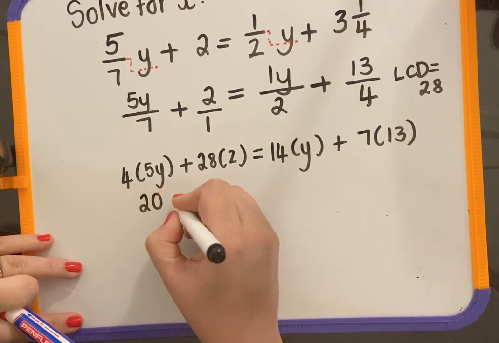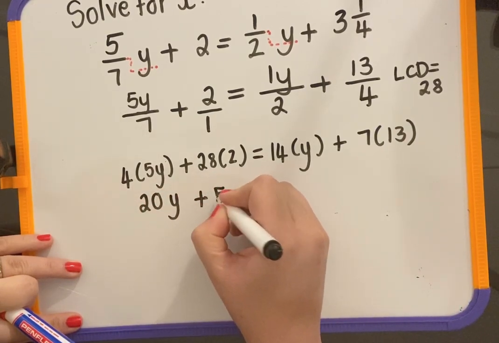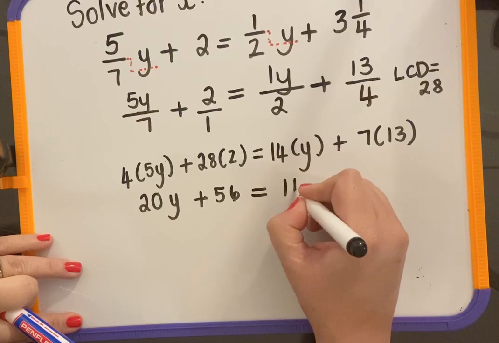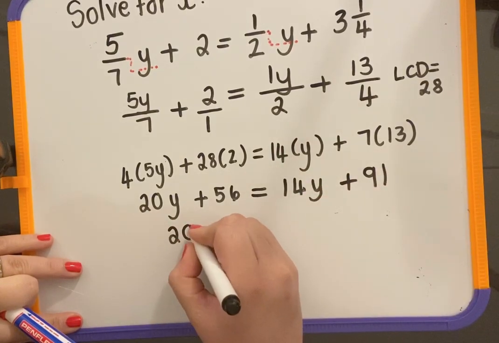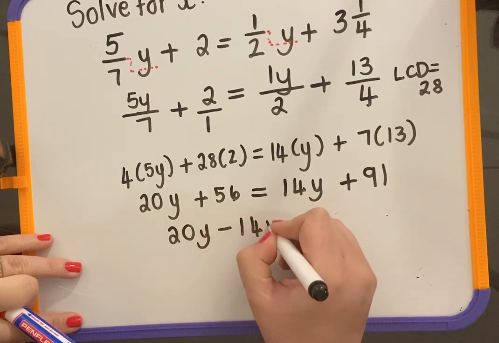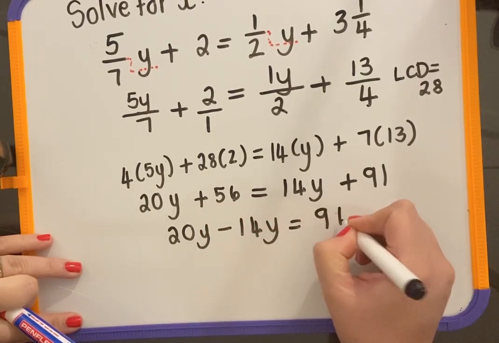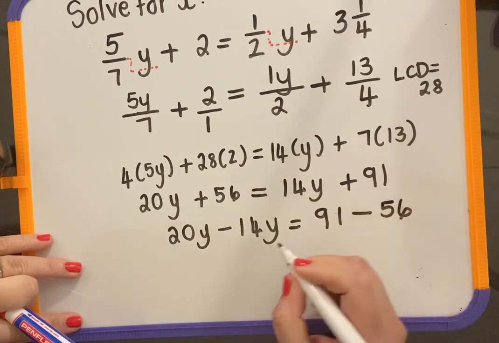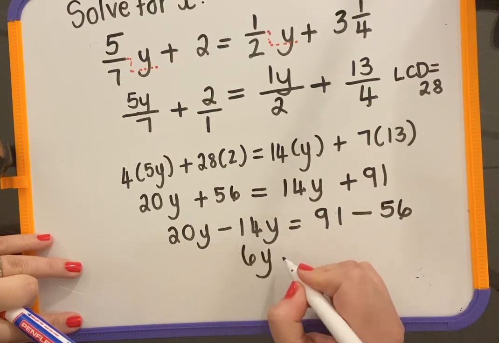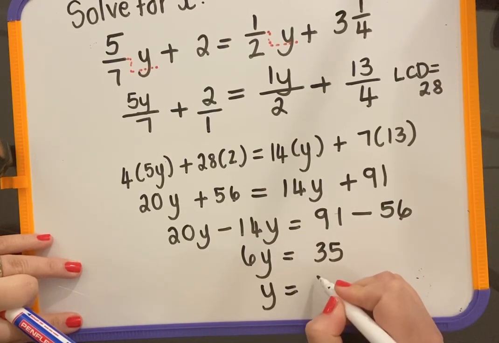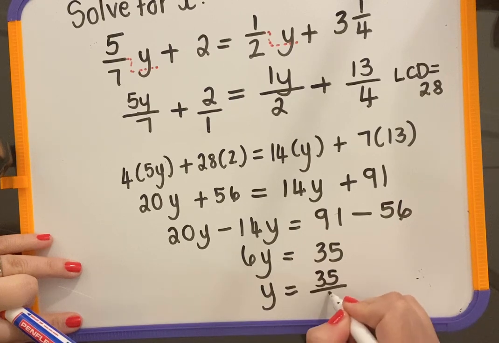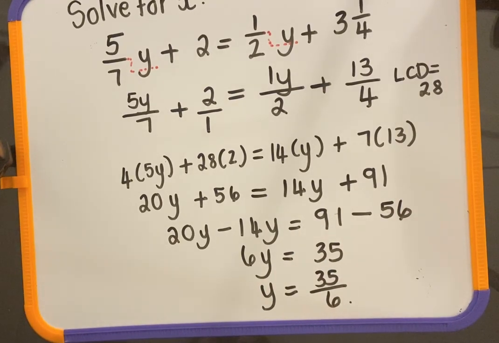Let's multiply out. Bring your variables to the one side. Take your constant terms to the other side. And we're left with 6y equals 35. Simplify, and we get 35 over 6. Again, that's your most simplified answer. It's not a beautiful fraction, but my answer is still correct.